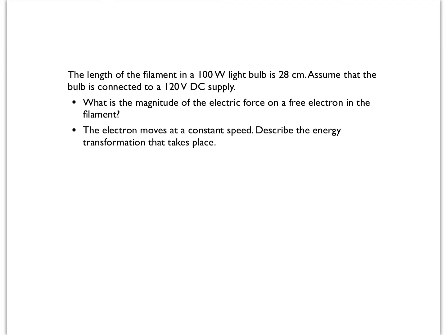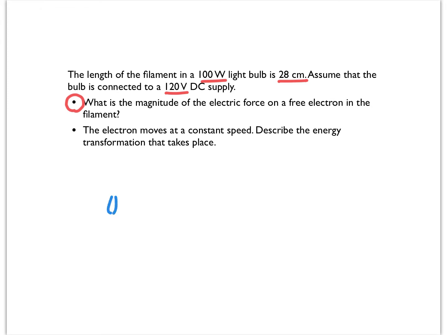So if we look at the filament in a 100-watt light bulb, it's 28 centimeters long. And if you connect it to a 120-volt supply, and we've assumed it's DC, in fact it's AC, but don't worry about that. That's a point we'll come back and talk about later, the difference between AC and DC. We're going to consider what is the force on a free electron in the filament, because we know inside the filament it's actually electrons that are moving.